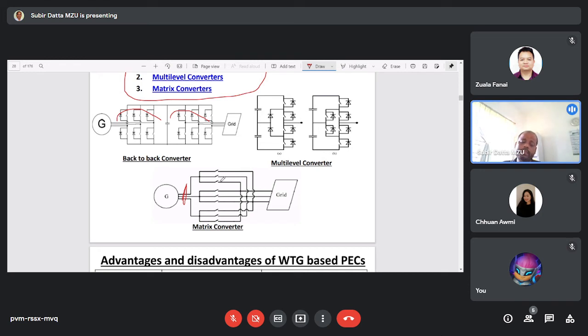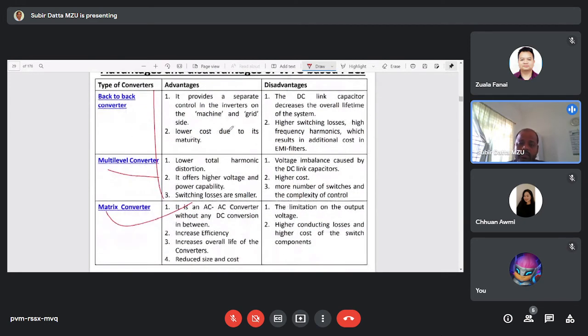But these matrix converters we can use only for unity power factor operation. I repeat, what is the disadvantage of the matrix converter? It can be used only at unity power factor operation. That means we cannot operate this matrix converter at, say, 0.5 lagging power factor or 0.5 leading power factor. For other power factors, we cannot use that matrix converter. So much research is still going on these matrix converters, and many modifications are still going on, so that we can operate the matrix converter at all types of power factors. So these are the advantages and disadvantages of these three types of power electronics converters. Please go through that.